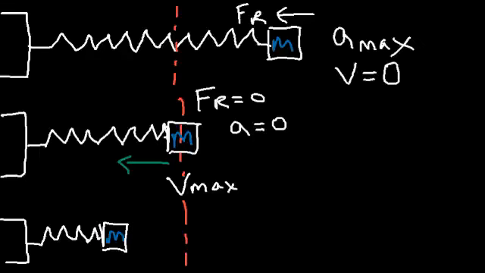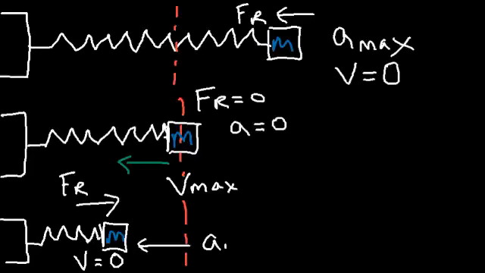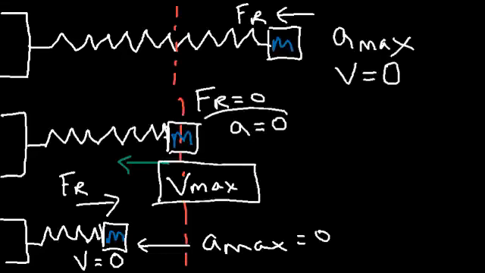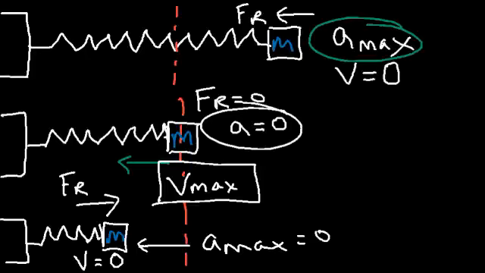compressing the spring. As it begins to compress the spring, a restoring force is going to build up, decelerating the object. Once the object reaches a velocity of 0, the restoring force is at its maximum value, which means acceleration is at its maximum value at this point as well. So make sure you understand this: at the equilibrium position, the velocity is at its maximum and the acceleration is 0. When it's fully stretched or compressed, the acceleration is at its maximum value and the velocity is 0.